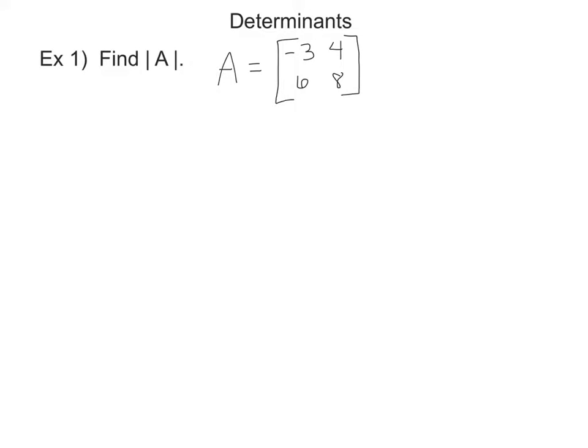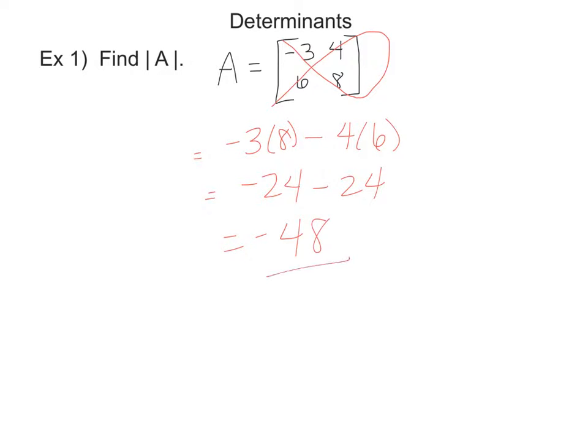The pattern for this determinant that we're looking at is multiply to the right diagonal, then subtract, multiply to the left diagonal. So this gives us -3 times 8 minus 4 times 6. So this is -24 minus 24. So this one is -48. So my determinant for this problem is -48.